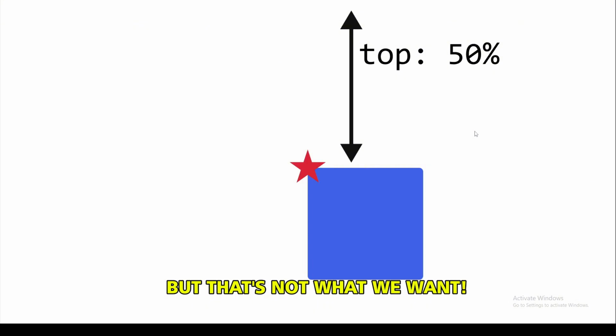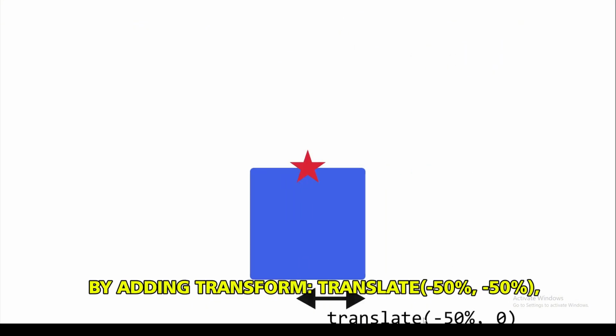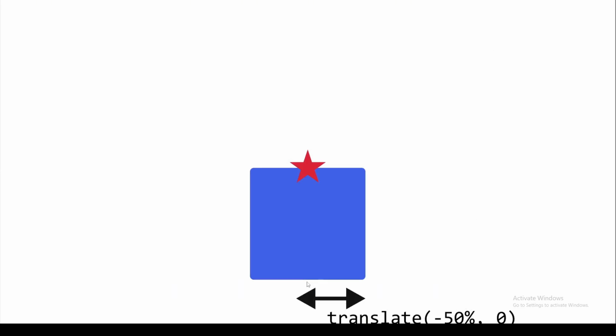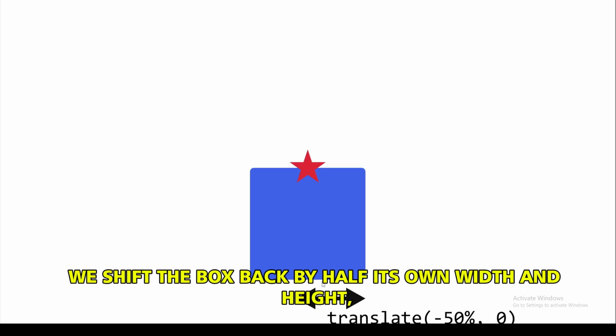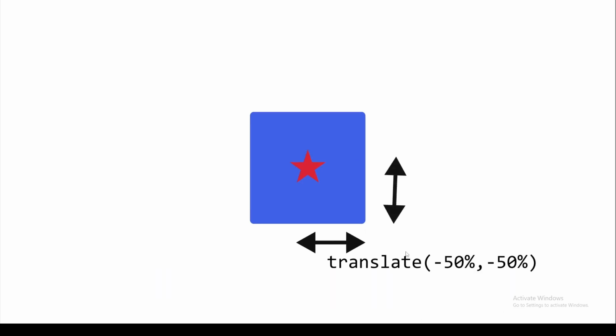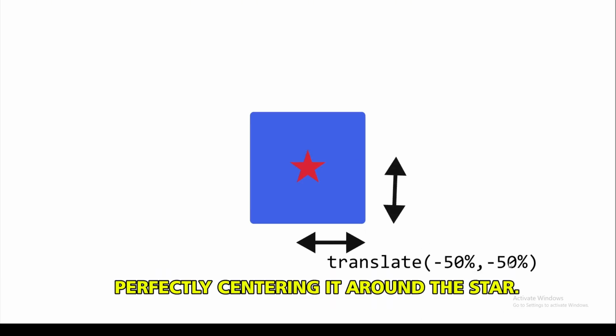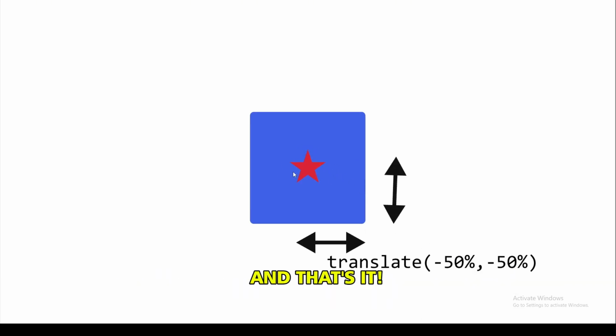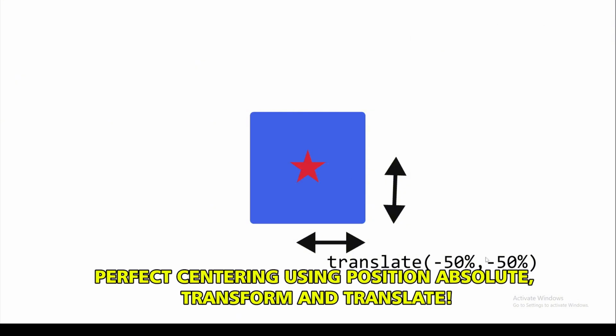But that's not what we want. By adding transform, translate, negative 50%, negative 50%, we shifted the box back by half its own width and height, perfectly centering it around the star. And that's it. Perfect centering using position absolute, transform, and translate.